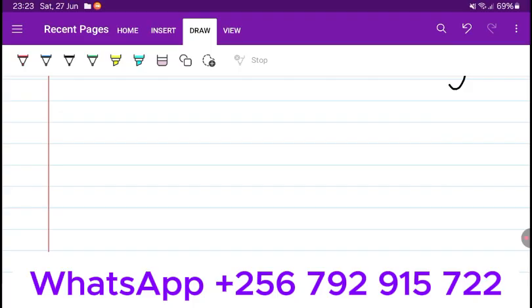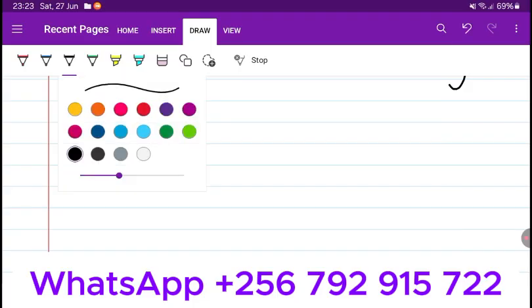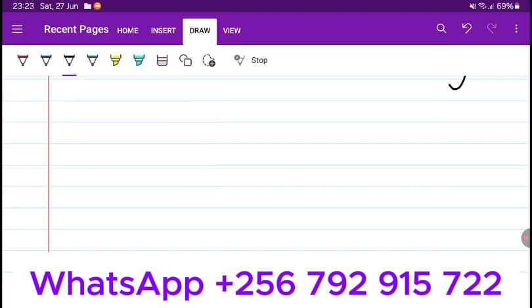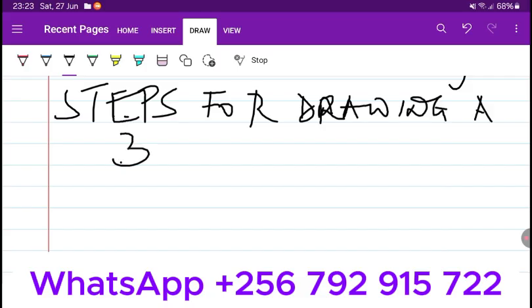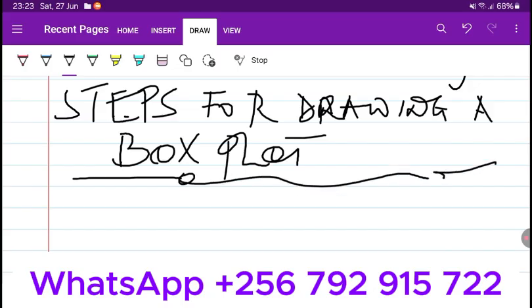So let's look at the steps for drawing a box plot, or a box and whisker plot. Of course, our step number 1.